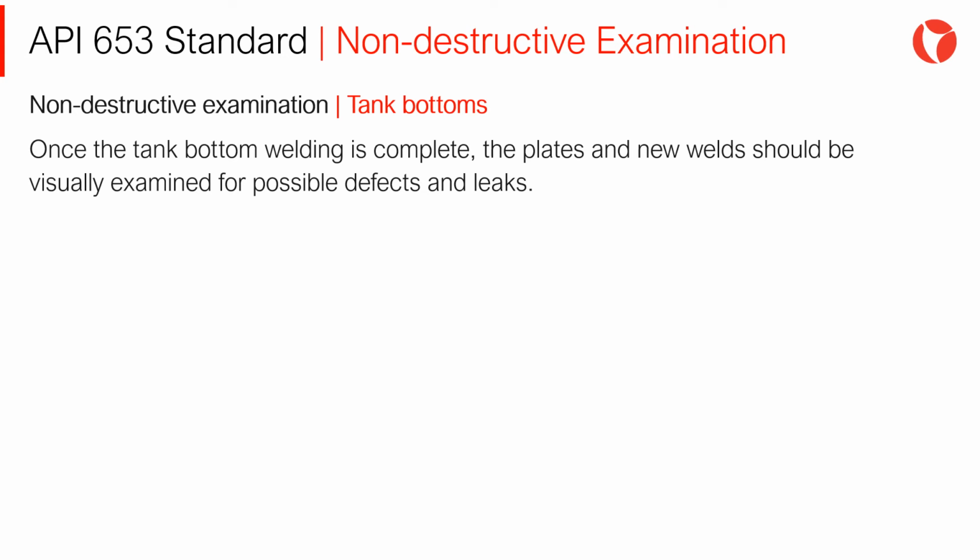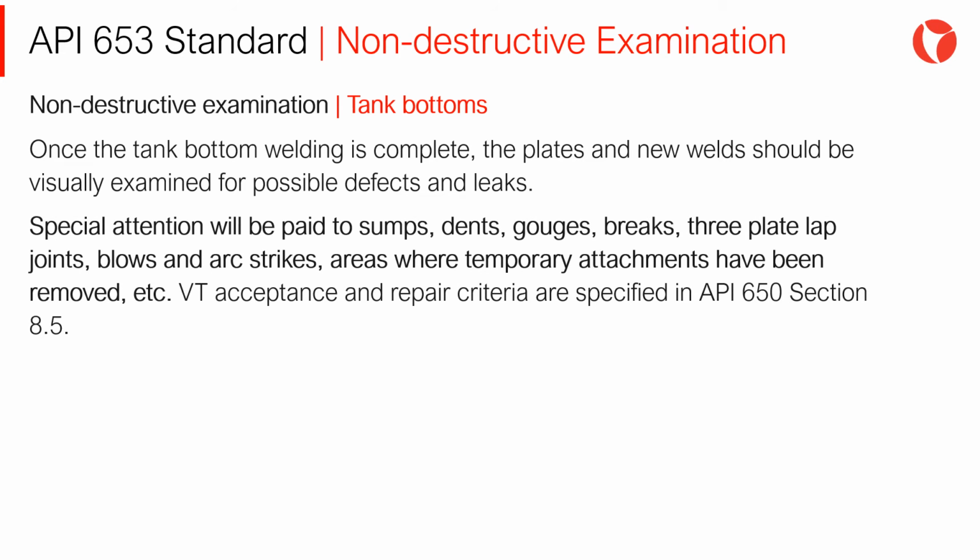Tank bottoms. Once the tank bottom welding is complete, the plates and new welds should be visually examined for possible defects and leaks. Special attention will be paid to sumps, dents, gouges, breaks, 3-plate lap joints, blows or arc strikes, areas where temporary attachments have not been removed, etc. Visual test, acceptance and repair criteria are specified in API 650 section 8.5.